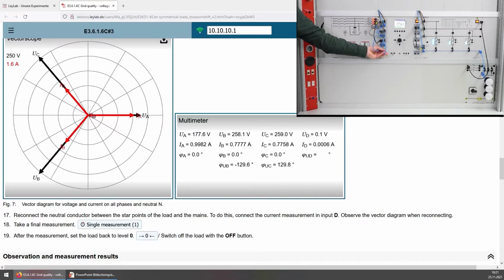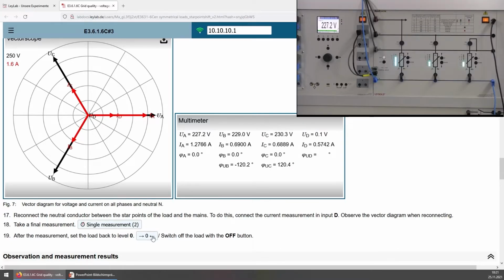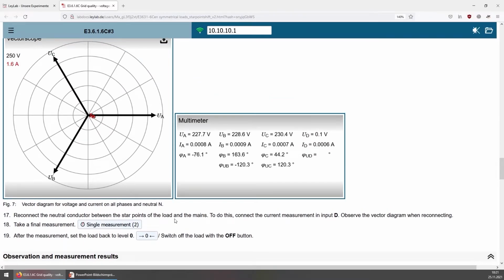Here we have an unbalanced load without neutral connections. And here we have the balanced load with neutral connection. Let us save this measurement and then turn the load off directly in the instruction sheet. Okay, the experimental part is over.